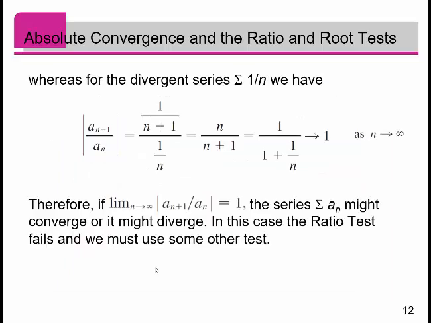All right, well, let's look at this divergent series here: the summation of 1 over n. If you go through the same process here, looking at the absolute value of the ratio of a sub n plus 1 divided by a sub n, I'll let you go through the algebra, but you see that this limit just goes to 1 as n goes to infinity. So therefore, this limit is equal to 1. The series a sub n might converge or it might diverge. We don't know. In this case, the ratio test fails and we must use some other test.